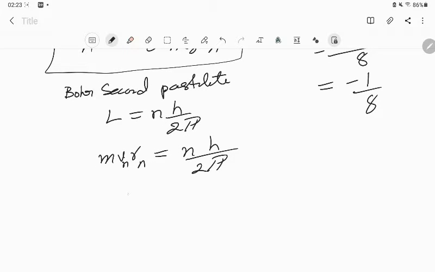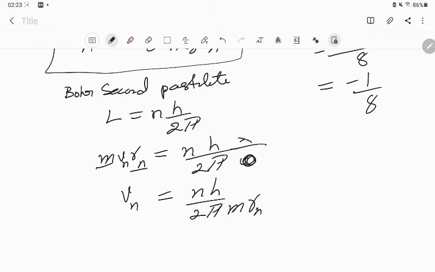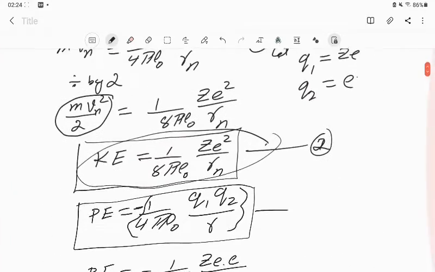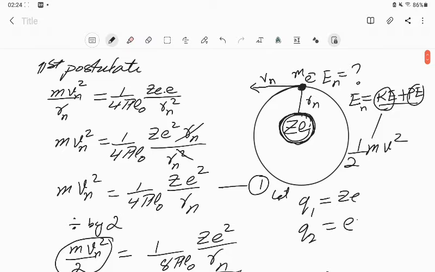So here, m v_n r_n equals n h by 2 pi. So this one and this one will go to that side, that means it will come downside here. After that, we have to put this in equation 1. Okay, which is equation 1? Equation 2, equation 1.